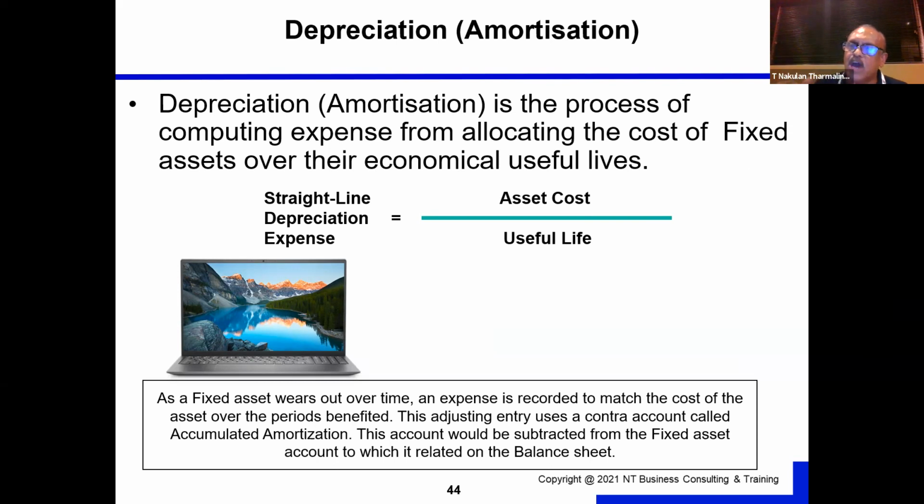Subsequent year, again, it'll go down by 20,000. That's why it's called book value. It is not the net realizable value. It is the book value as is recorded in the balance sheet.